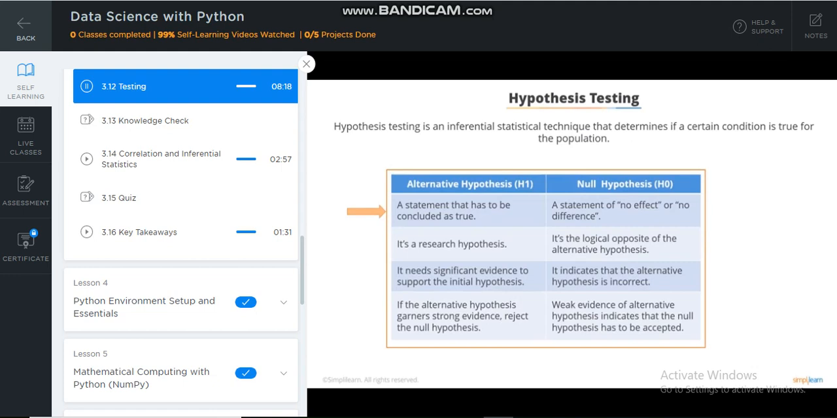Alternative hypothesis: it's a research hypothesis. It needs a significant level of evidence to support the initial hypothesis or assumption. If the alternative hypothesis garners strong evidence, reject the null hypothesis. Null hypothesis: it's the logical opposite of the alternative hypothesis. It indicates that the alternative hypothesis is incorrect. Weak evidence of the alternative hypothesis indicates that the null hypothesis cannot be rejected.